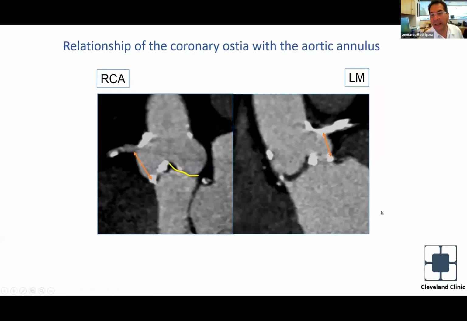Le decía también que la tomografía nos permite ver muy bien la altura de las coronarias. Ven aquí una coronaria derecha y permite medir desde el anillo hasta el origen, y la coronaria izquierda desde el anillo hasta el origen. También podemos medir la longitud del anillo, y la relación es importante. No hay realmente un número fijo, pero yo creo que estas coronarias cuando están más de 12 milímetros, 14 milímetros por encima del anillo son en general seguras de poner estas válvulas.